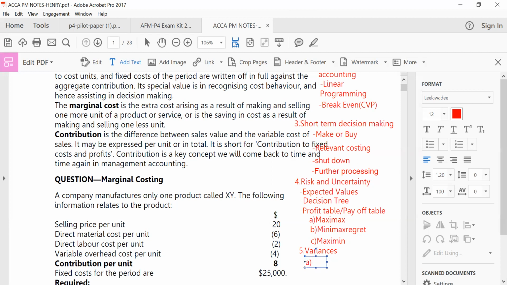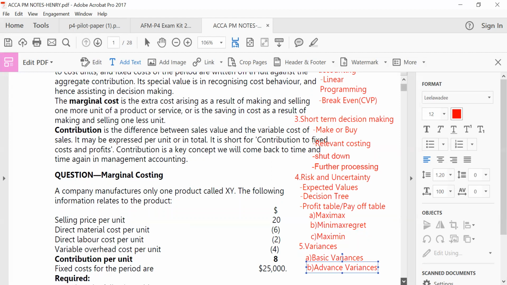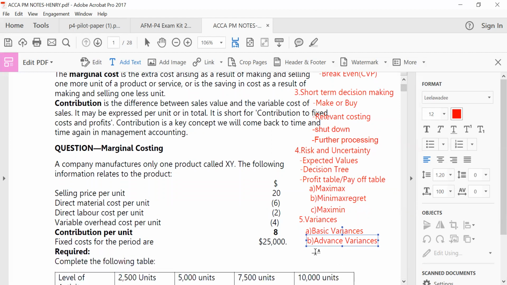So we talk about the basic variances. That is mostly tested in F2, right? But we need its application in PM to help us understand issues. So we have advanced variances. We talk about the main advanced variances. Number 1, mix and yield. So we talk about mix and yield.